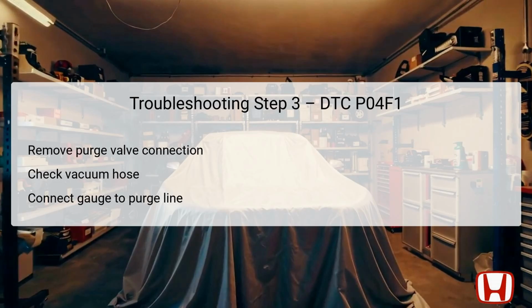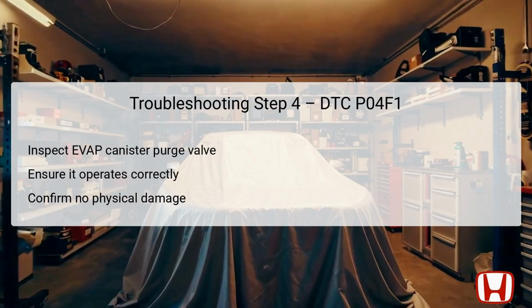If the hose cannot hold vacuum, it likely indicates a blockage. If it holds, further inspections are required to identify other areas of failure. In troubleshooting step 4, the goal is to check the functionality of the EVAP canister purge valve itself.